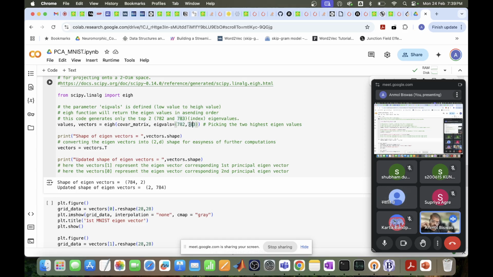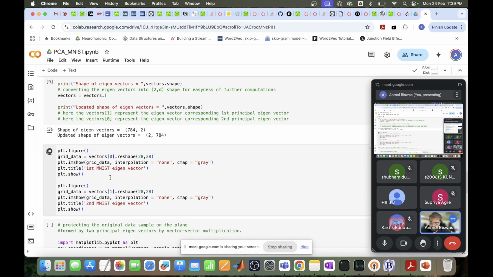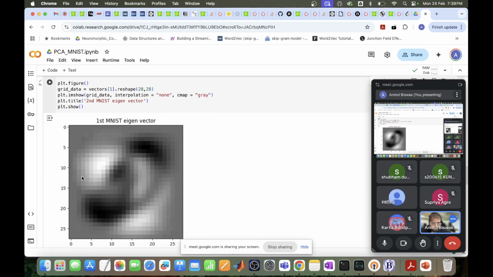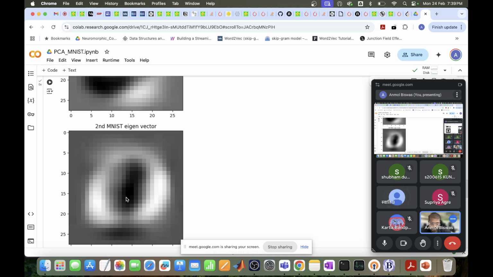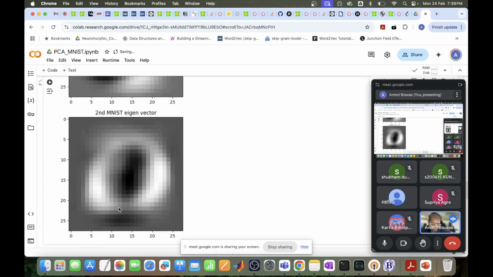So here we are concerned about the most relevant eigenvectors that describe the data that we have been given, right? And we'll see what these eigenvectors actually look like. So if we plot, this is the first eigenvector, and this is the second eigenvector. So this is what the most relevant, most dominant eigenvector looks like. This is the second most dominant eigenvector, and then there will be 782 more of these things, right?